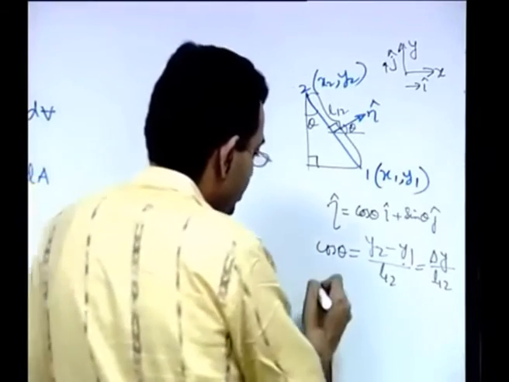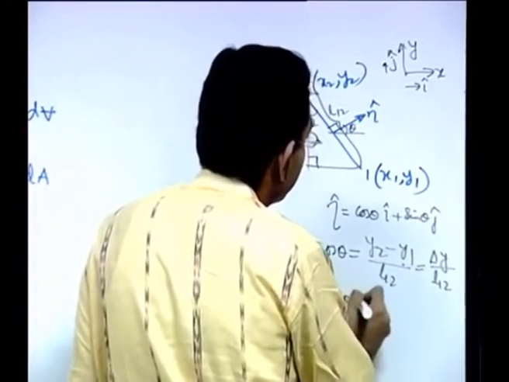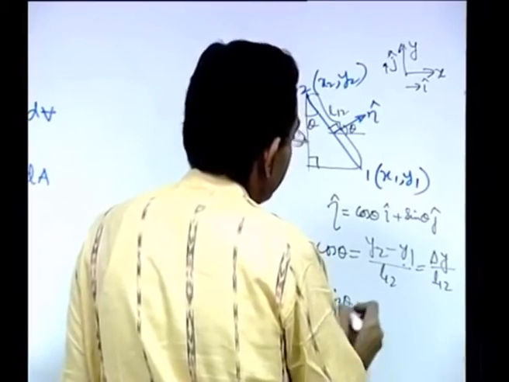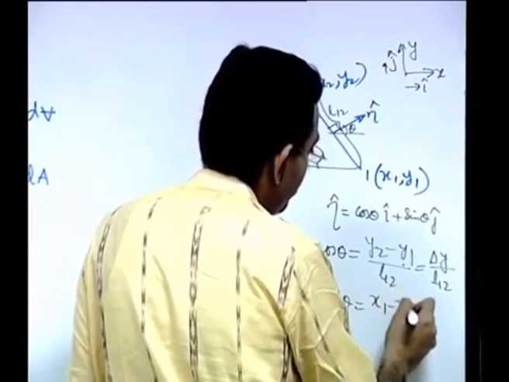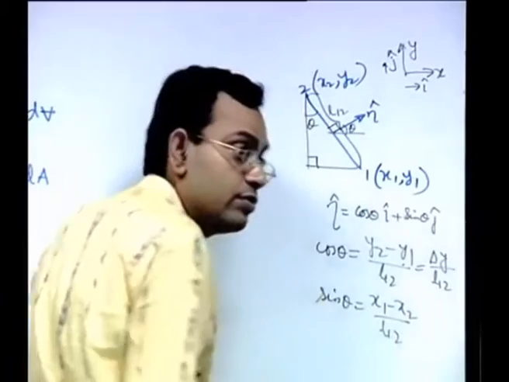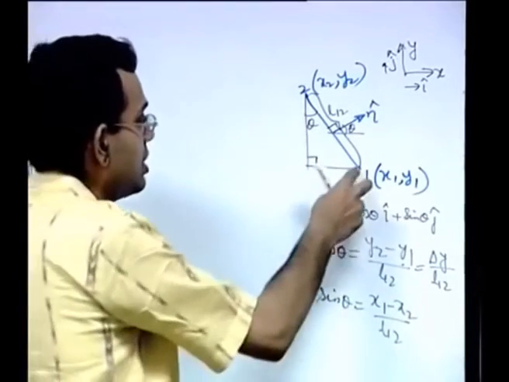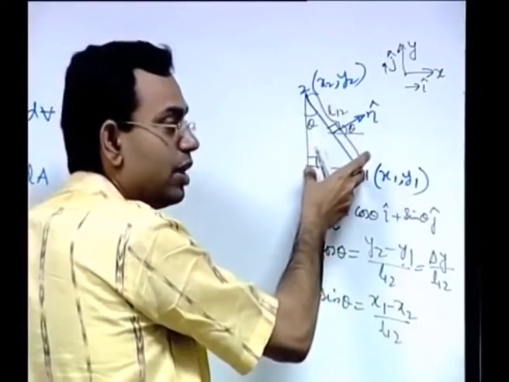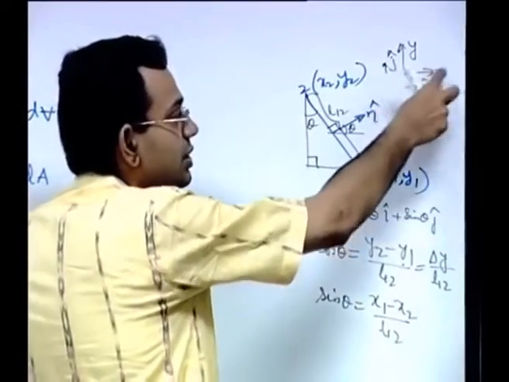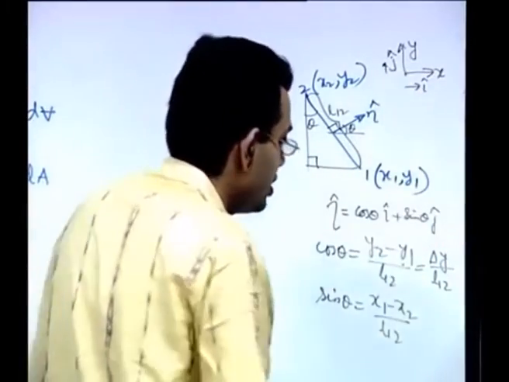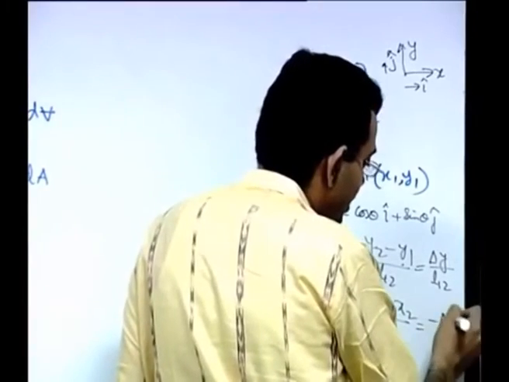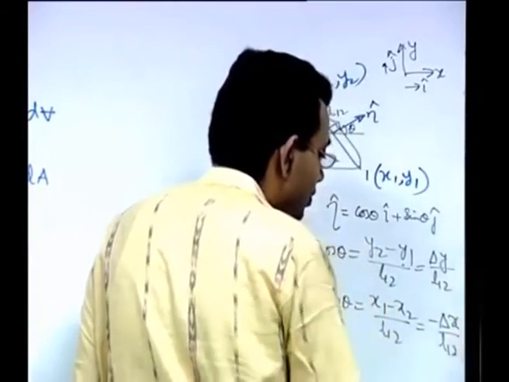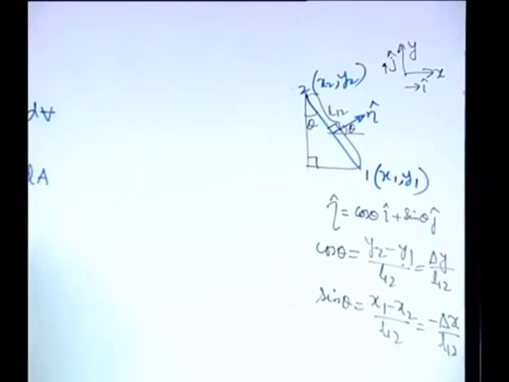What is sin theta? Sin theta is x1 minus x2 by L12. This is x1, this is x2. So, the difference between 1 and 2 is x1 minus x2, this is the positive x direction. So, this is equal to minus delta x by L12 if delta x is x2 minus x1. By shorthand symbol, delta y is y2 minus y1 and delta x is x2 minus x1.